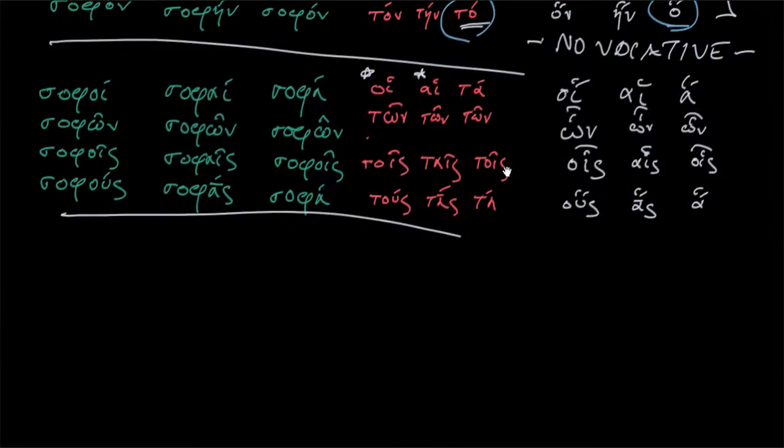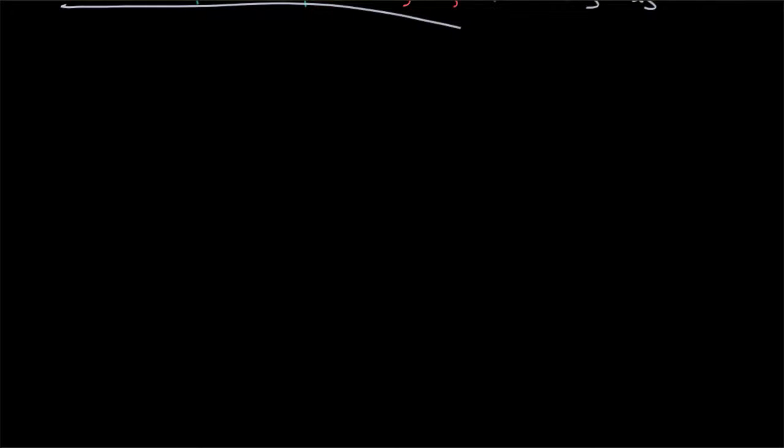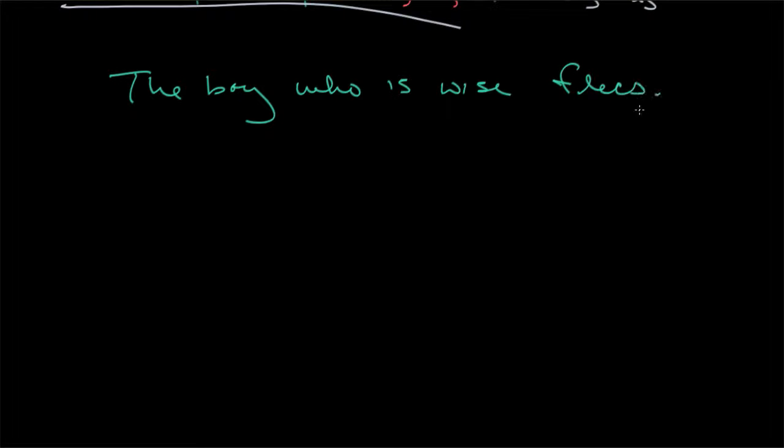Let's see some of these in action. So let's start with that boy example, but we don't know how to say cried wolf. So let's say the boy who is wise flees. So what is our sentence here? We have, in English, a subject, we have a main verb, and then we have our relative clause that refers back to that subject. So we can translate ho pais, good third declension adjective we just learned, who.